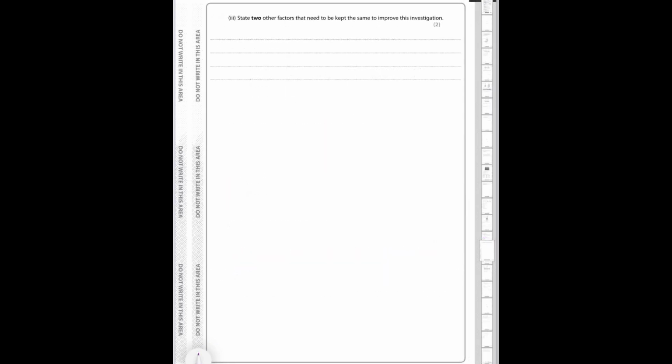So in part 3, we're asked to state 2 other factors that need to be kept the same to improve this investigation. So we could have any 2 from things like the temperature has to be kept the same, the volume of hydrogen peroxide must be kept the same, the pH, the size of the test tube, the type of potato, the surface area of the potato. So any 2 from those answers would be ideal here.